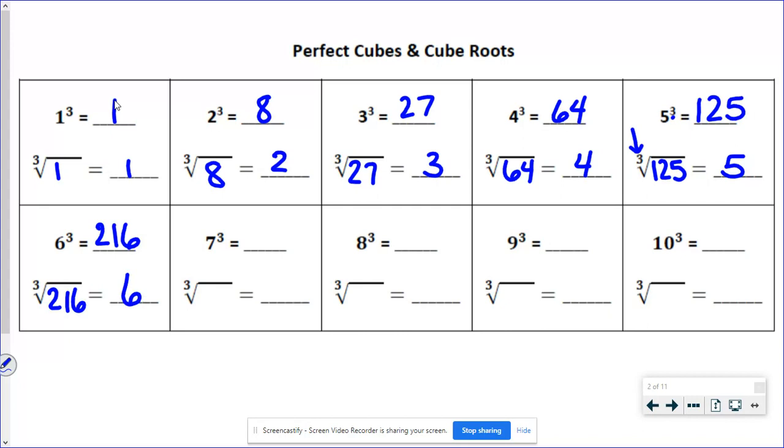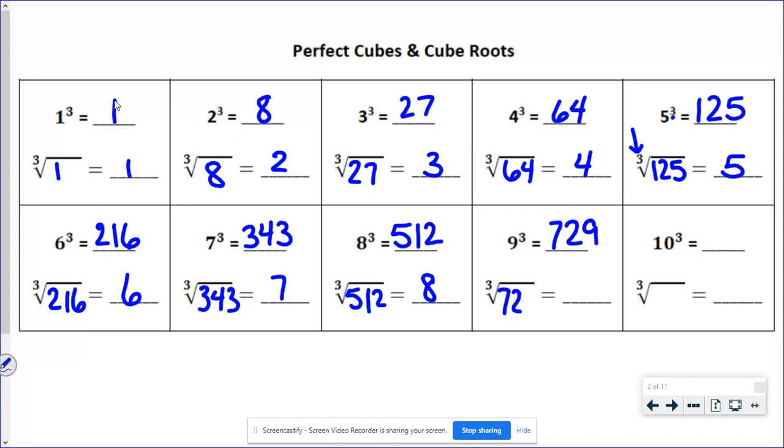7 cubed is 343. So then the cube root of 343 is 7. 8 cubed is 512. So the cube root of 512 is 8. 9 cubed, that one I don't usually remember very well. That's 729. So the cube root of 729 then is 9.